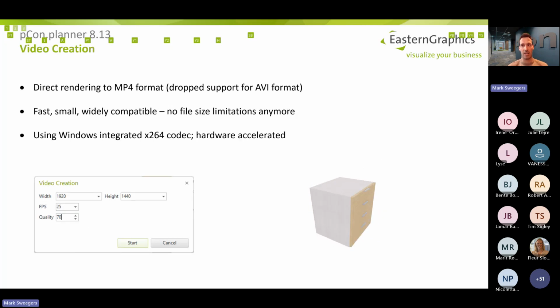The video creation process has also been enhanced. So in the past, with previous pCon.planner versions, you had to use a video converter to make your video available in an MP4 format, so to convert it from an AVI to an MP4. But from pCon.planner 8.13 onwards, an MP4 will directly be generated. So it's a faster process to make videos available.